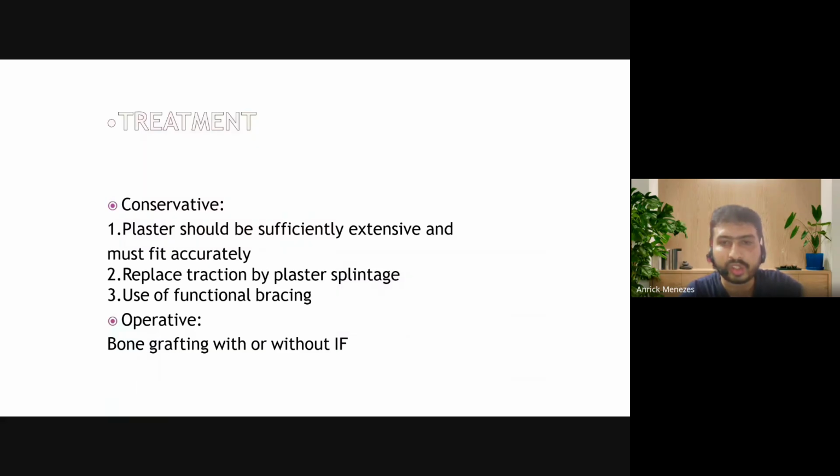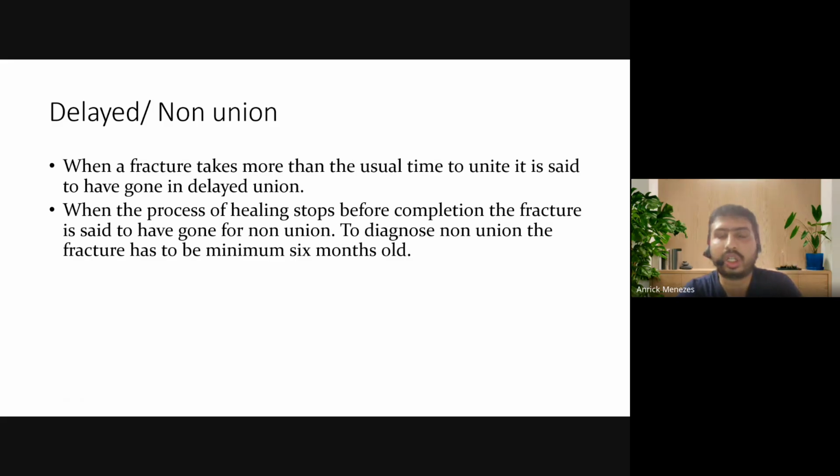Treatment: plaster should be sufficiently extensive and must fit accurately. Replace the traction by plaster splintage. I told you too much excessive traction is not required. Use of functional bracing. Operative: bone grafting with or without fixation. Now non-union: when a fracture takes more than the usual time, that is called delayed union. If union doesn't occur at all and you can't see any sign of healing, then it is called non-union.